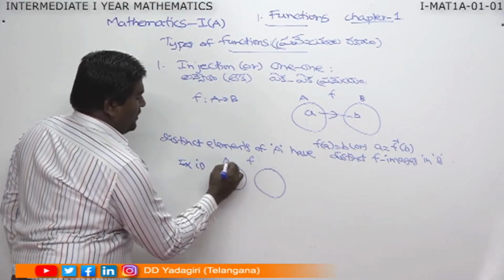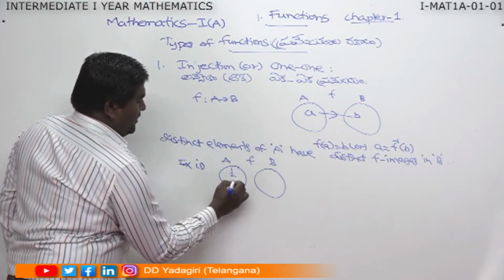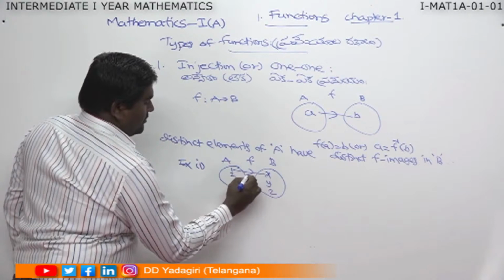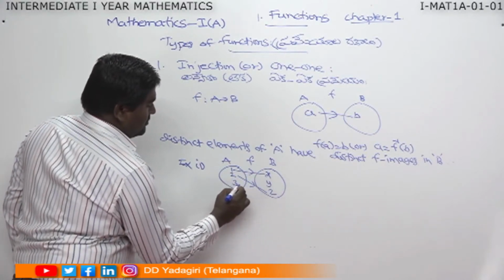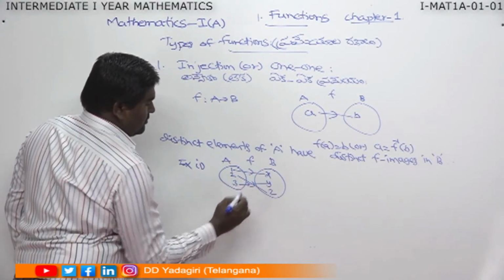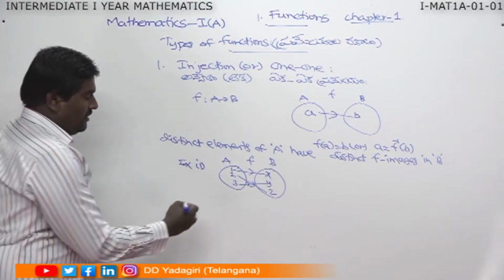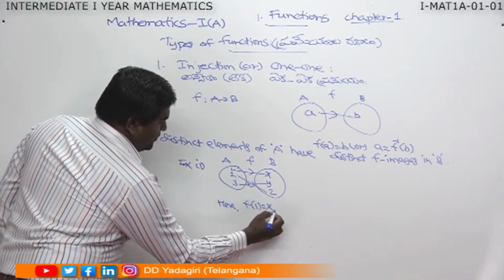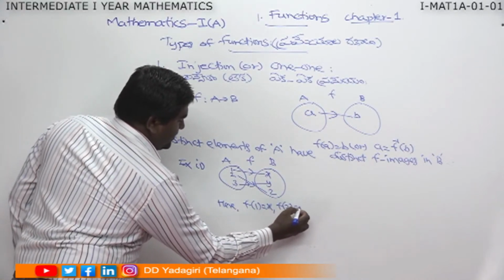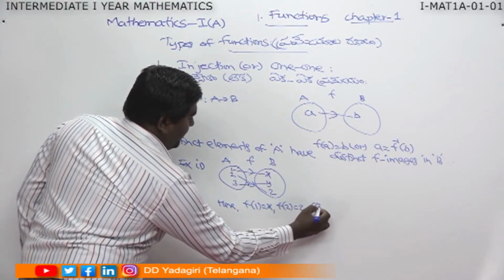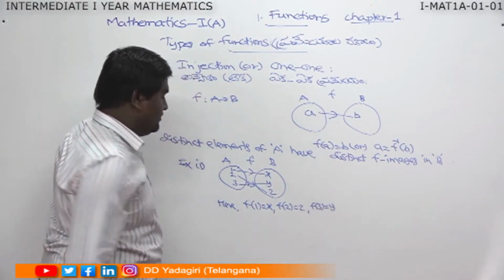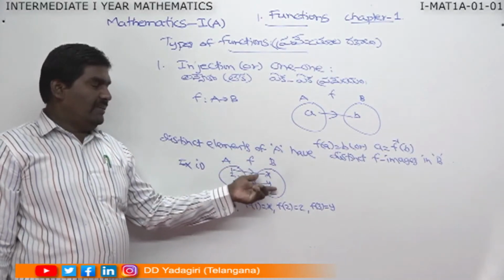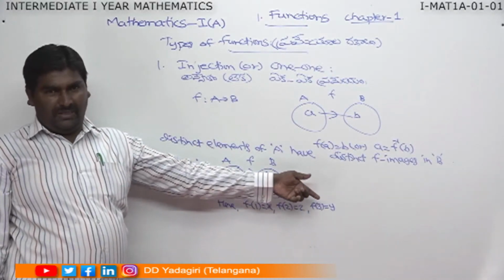Example: f is a function from A to B, with A as 1, 2, 3 and B as x, y, z. Here f of 1 is equal to x, f of 2 is equal to z, f of 3 is equal to y. Observe that distinct elements of A are having distinct f images in B.